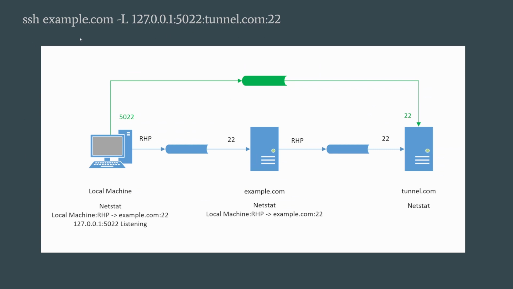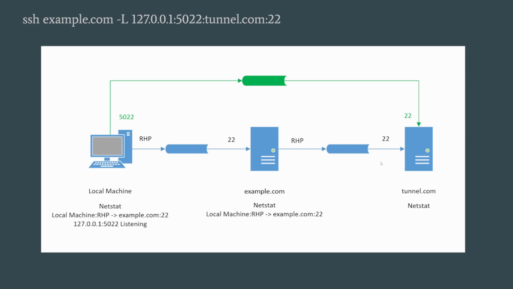So let's break down this first line, which will set up an SSH connection to tunnel.com over the tunnel that you create through example.com. You are going to make an SSH connection to example.com. You're going to set up a listening port of 5022, and you are going to want to forward that to the SSH server port on tunnel.com. So this is what the netstats will look like before you actually send data through that tunnel. That's why you can see that there's no connection yet on tunnel.com.